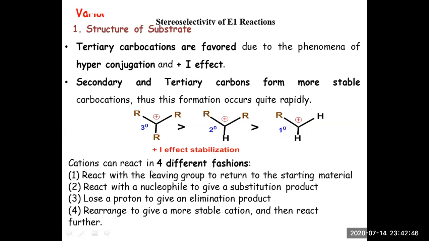Once a carbocation is formed, four things can happen. It can react again with the leaving group and give the starting material, or it can react with a nucleophile and give the substitution product, or it can lose a proton and give the elimination product, or if your carbocation is less stable and by rearranging it gets a more stable carbocation, then it can undergo rearrangement. So this intermediate can undergo various reactions or various mechanisms depending upon reaction conditions.